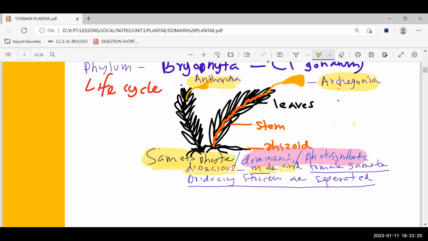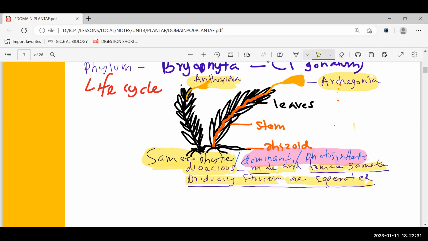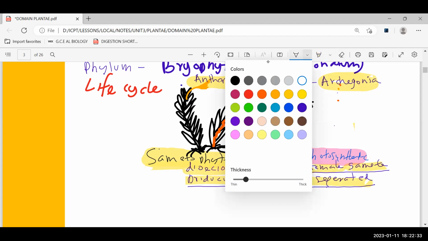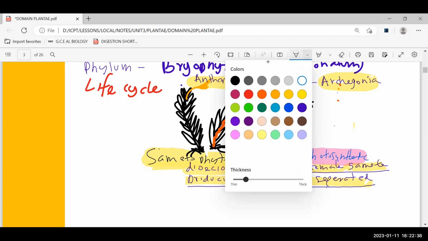Male and female gamete producing structures are separated. Right, so here you can notice they are separated now. Here I just made the separation and they are separated.